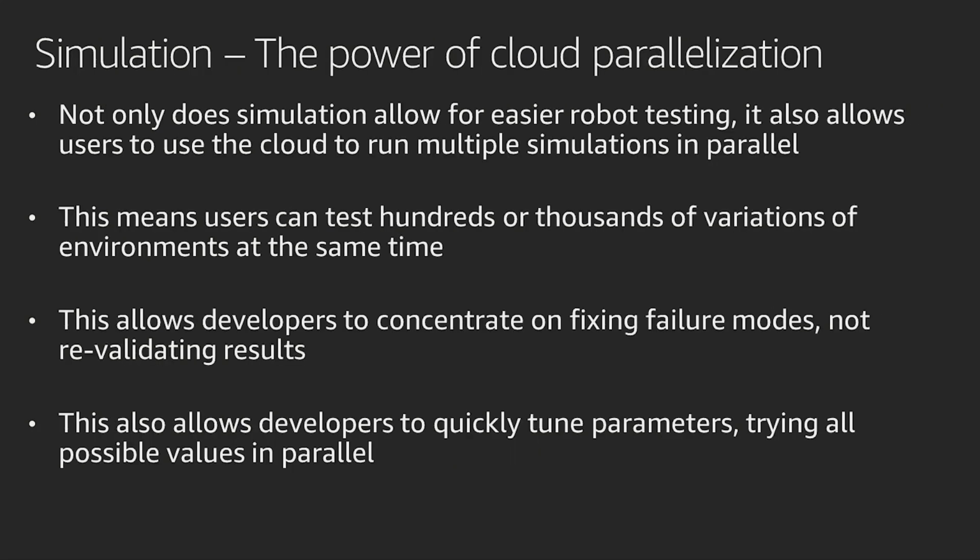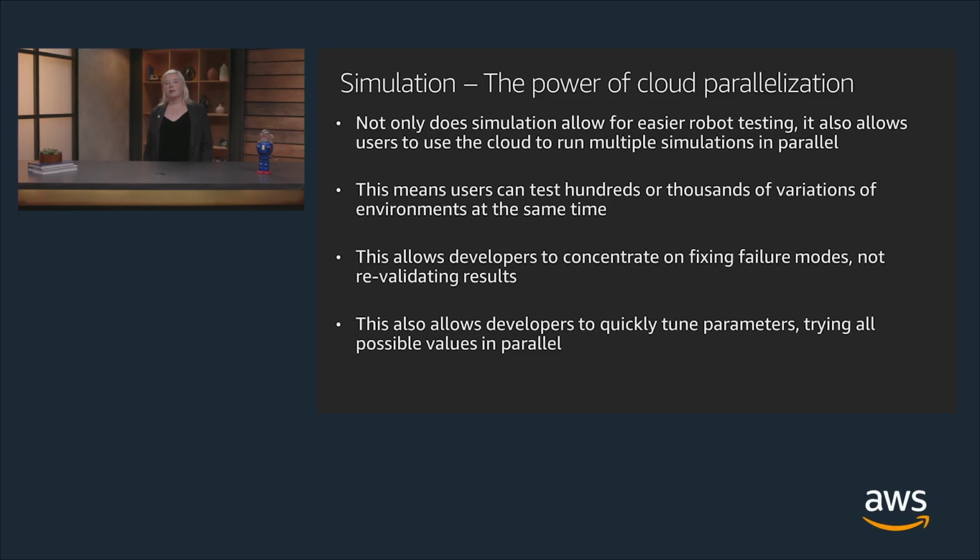Not only does a simulation allow us to test our robot on our own machine, we can actually put our simulations into the cloud and test lots of different robot configurations in parallel. This means you can not only test 100 versions of a robot or 100 different situations with your robot, you can test thousands of them and do it all at the same time. This allows developers to concentrate on fixing failure modes of their robot, not revalidating the results over and over again. Cloud parallelization approach also allows developers to quickly tune parameters, trying all the different possible values in parallel.